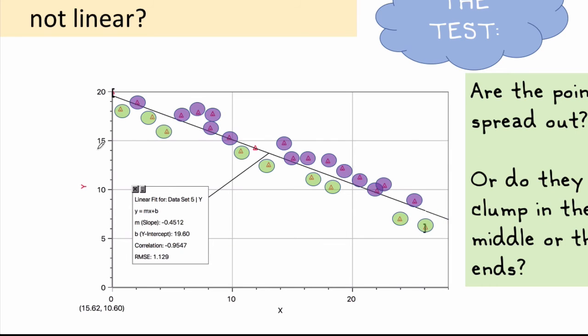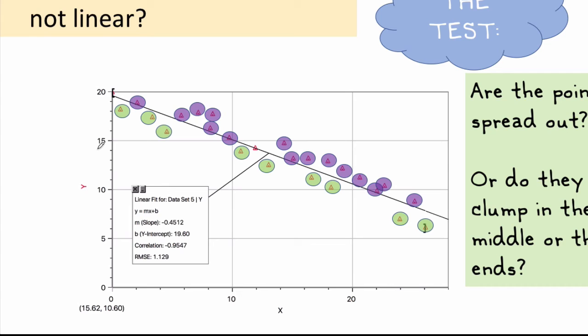Are the above and below points spread out? I don't want to say, I was about to say, evenly. We're not looking for an even spread, but are they spread out, or do they clump up in the middle or in the ends?